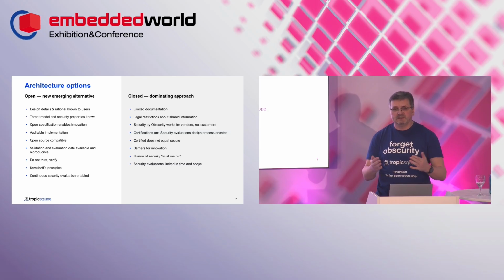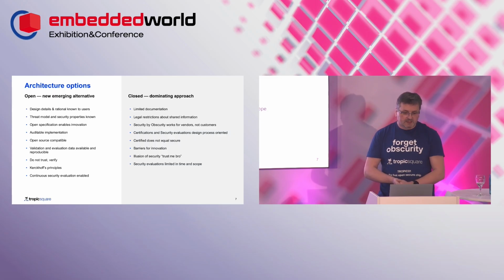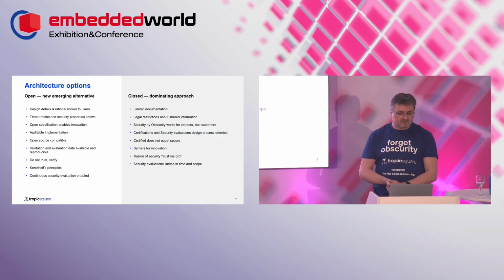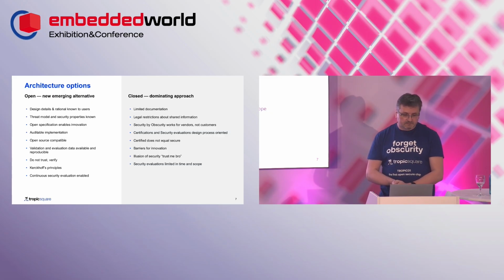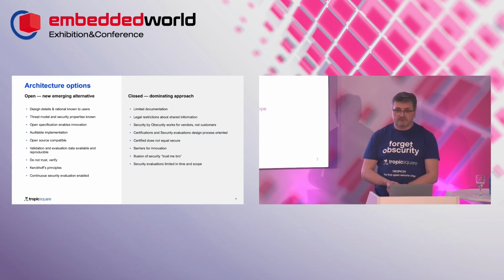So things like we can discuss openly what the role of the secure element is, what type of features should be there, and how we can make them securely. Auditable implementation is all about empowering end users to understand and independently verify the implementations. Open source compatible. Open source can help, definitely. It's an enablement for a lot of auditable aspects. Validation and evaluation data available and reproducible.